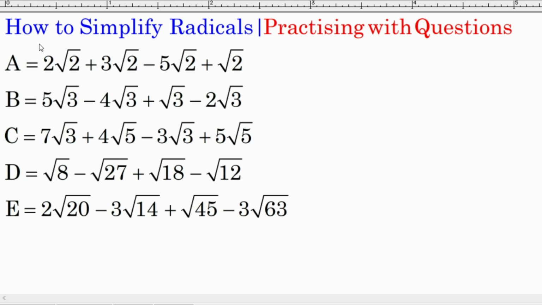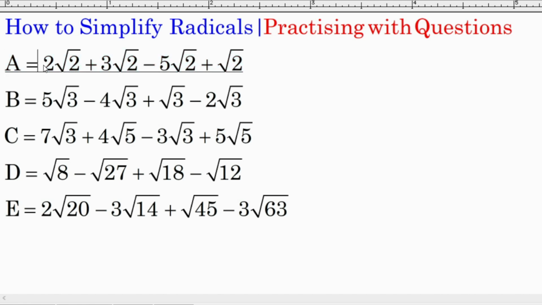In this video tutorial we are going to learn how to simplify radicals. In this episode we are going to practice with questions. As we can see, we have listed 5 questions below here. So we are going to practice how to solve these questions. Now, let's not waste your time. Let's get started. As we can see, we have question A here.